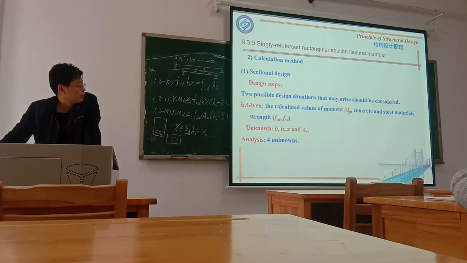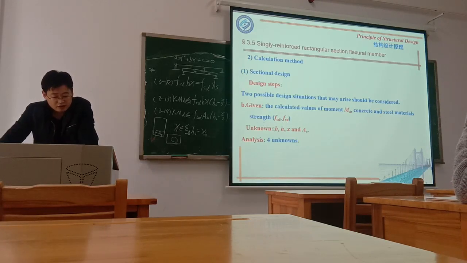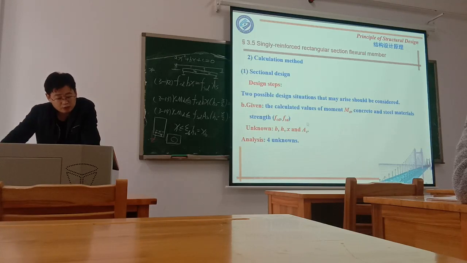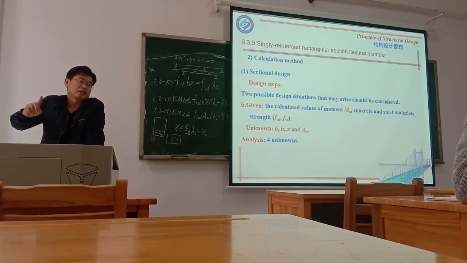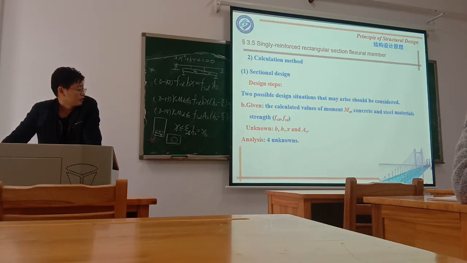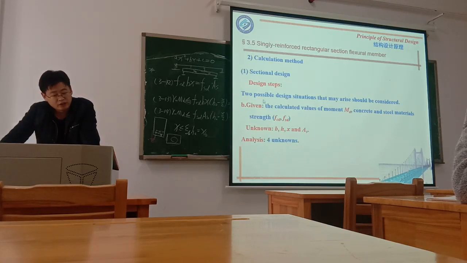But the second situation: given the value of the moment, the external force induced moment, and I also told you the material, FCD and SD, and then ask you to design. Then in those types of questions, you need to design, first determine the size of the section, and then design, calculating the area of the reinforcement. So compared with the first situation, this is more complicated because the dimensions you don't know, you have to design yourself.